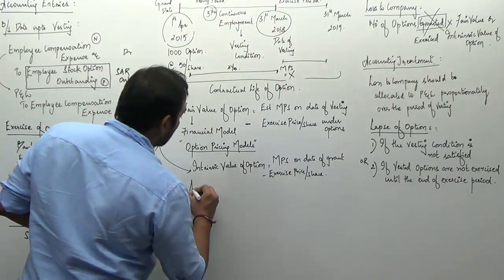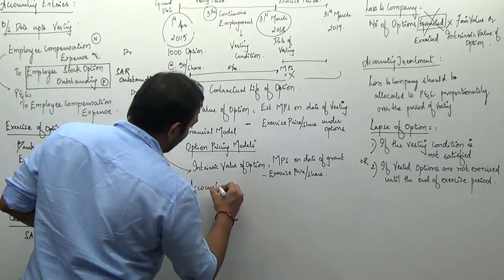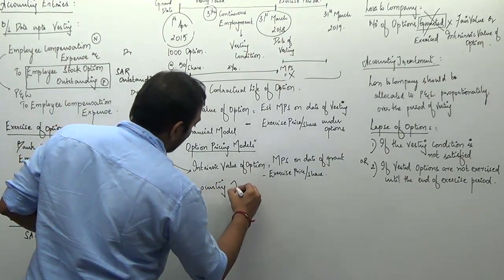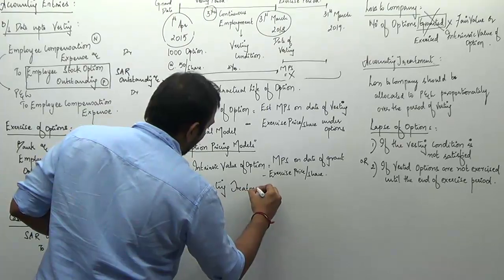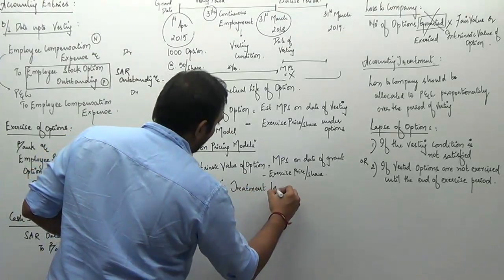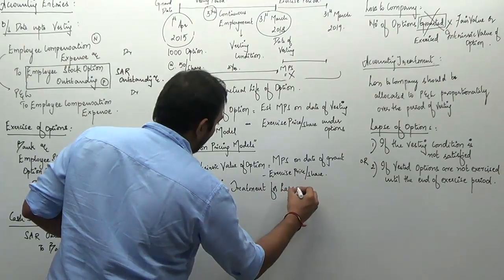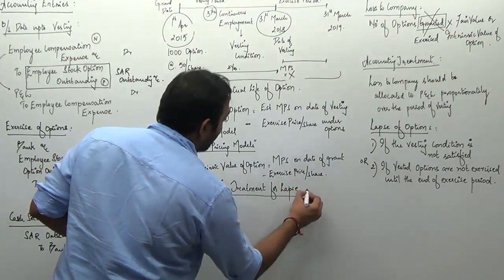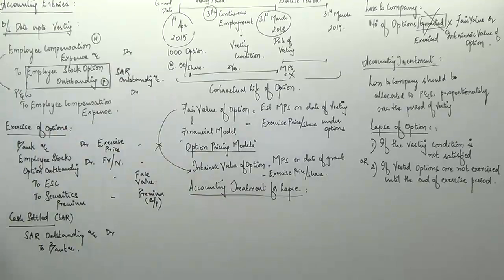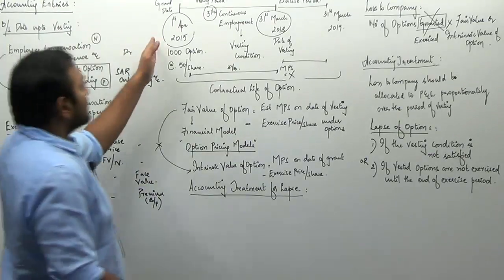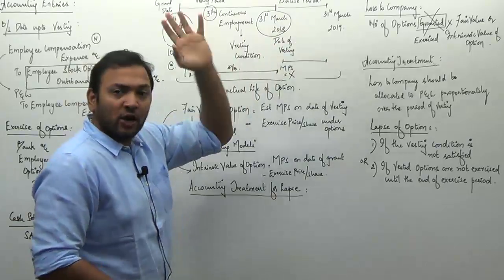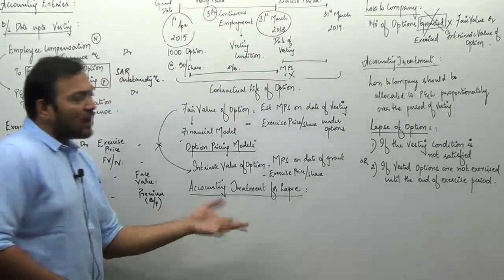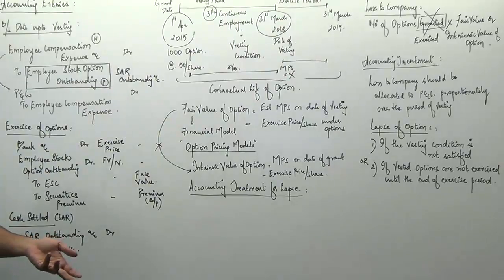Is there nothing about accounting treatment for lapse? What is the first type of lapse? Where the vesting condition is not satisfied, such options might lapse. Now, do I have to record a separate accounting entry for that? What I'll say is, not required.